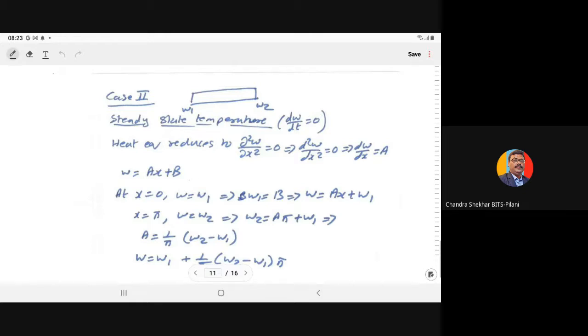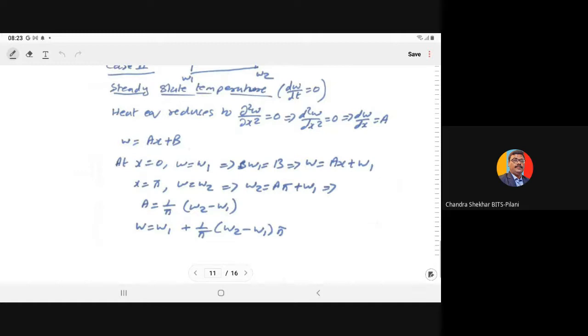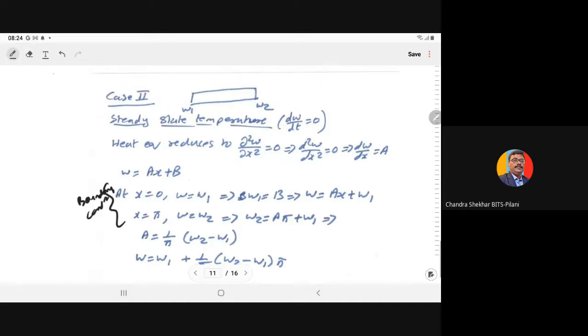So when we have the boundary conditions, these are the boundary conditions, right? The boundary conditions are: at x equal to 0, W is W1. At x equal to pi, W is W2. That means at the position x equal to 0, temperature is given as W1. At the distance pi, or at the other end, temperature is W2.